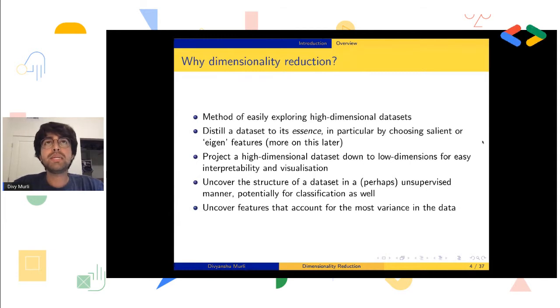And so PCA particularly allows one to distill a data set to its essence by choosing the salient features. And I say Eigen features here because of the way PCA works, and I'll go more into that later on.